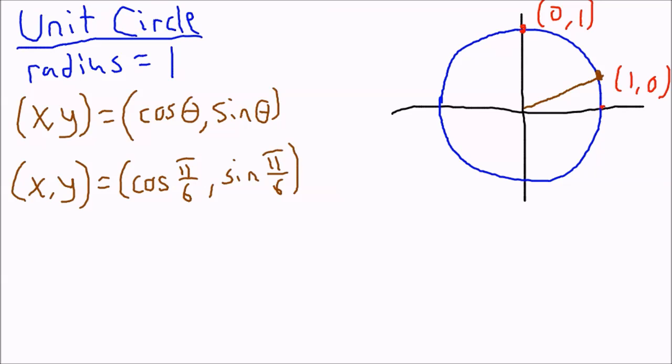Well, we know from our identities that the cosine of pi over 6 is going to be the square root of 3 over 2, and the sine of pi over 6 is going to be 1/2. So when my theta is 30 degrees or pi over 6 radians, this is my coordinate pair: square root of 3 over 2, comma, 1/2.